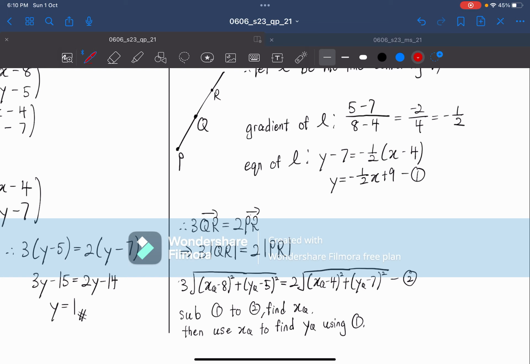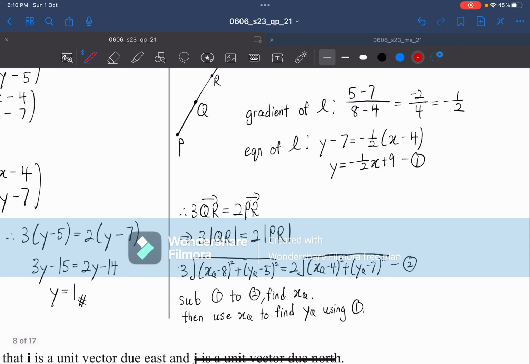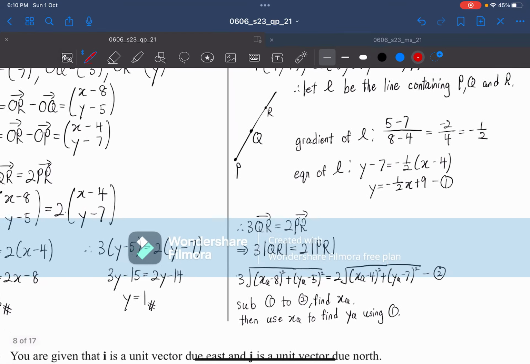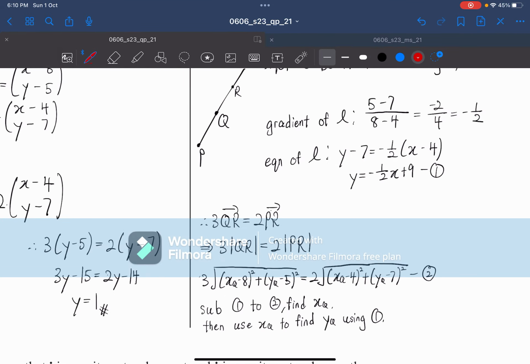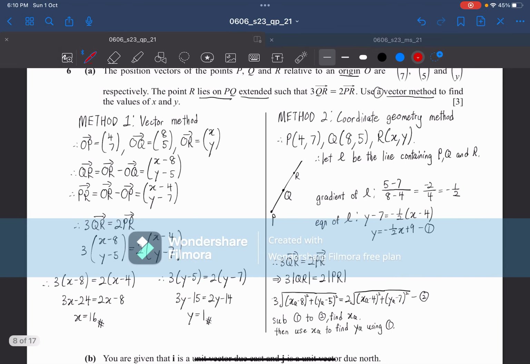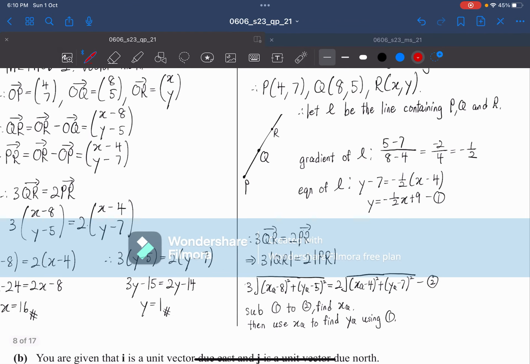So substitute equation 1, which is y equals negative 1 over 2 x plus 9, into 2. Substitute that in, find what the value of xq is. And once you get the value of xq, substitute that value of x into the first equation, equation 1, to get yq. And then you'll get x equals 16 and y equals 1. It's just another way to do it. I do not recommend you to do this.